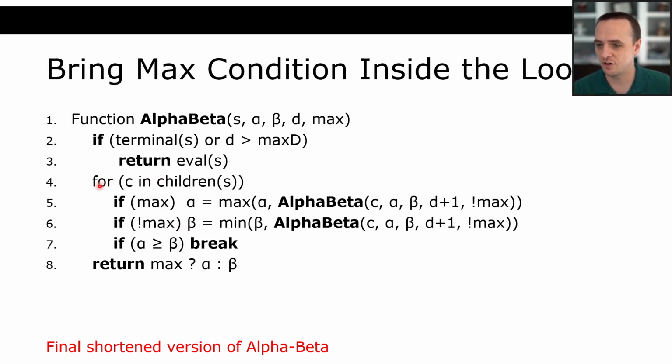So this said for each child, I've put the if max in here now. So if I'm maximizing, do the alpha equals max of whatever. If I'm not maximizing, then I'm minimizing. So this could just be an else, right? If I'm not maximizing, beta is the minimum of those things. If alpha is greater than or equal to beta, then break. So now you know why I wanted to put break in there. And if I'm breaking, well, when I return out, what do I want to return? Well, if I'm maximizing, I return alpha. Otherwise, I return beta.